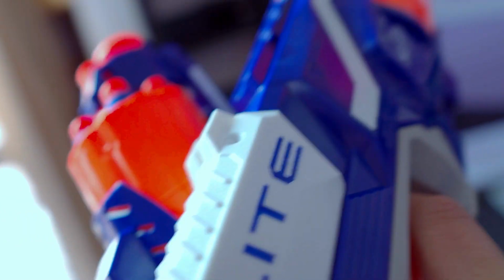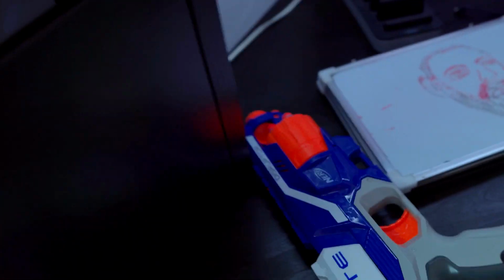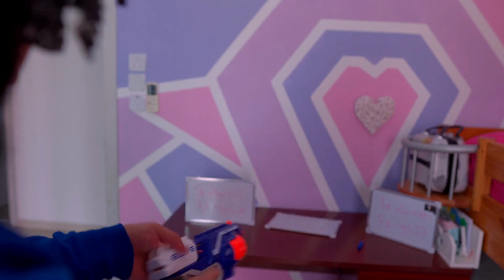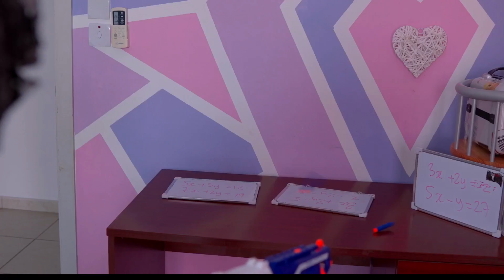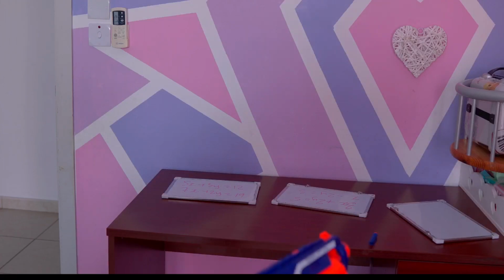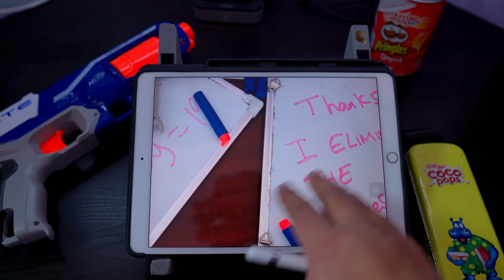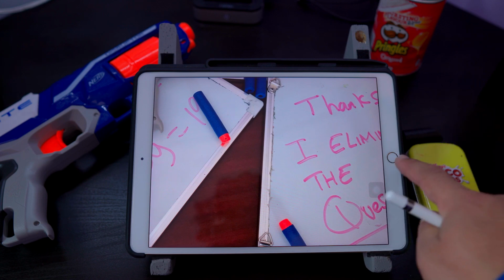Man, I didn't know that Cell was going to send some brilliant work like this. Solve by elimination. All right, son, let's eliminate these. Oh, my God. Sir, you said some tough questions. Okay, if I send this to Sir, he's going to love it. I even wrote him a note. Thanks, I eliminated all the questions. Oh, man, he's going to love this.